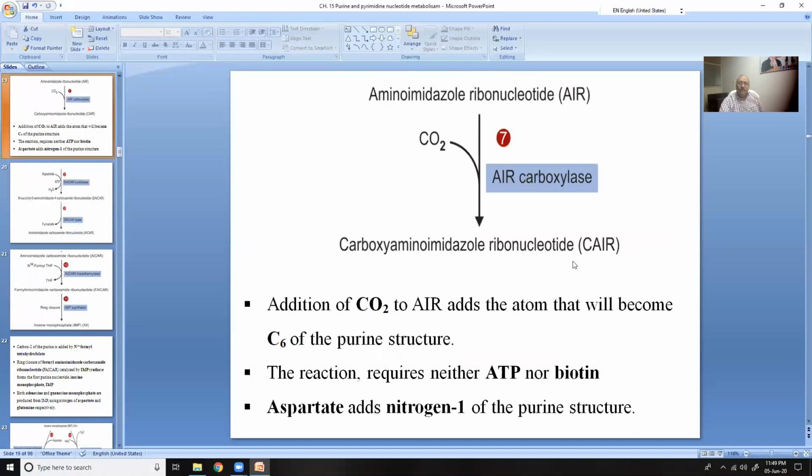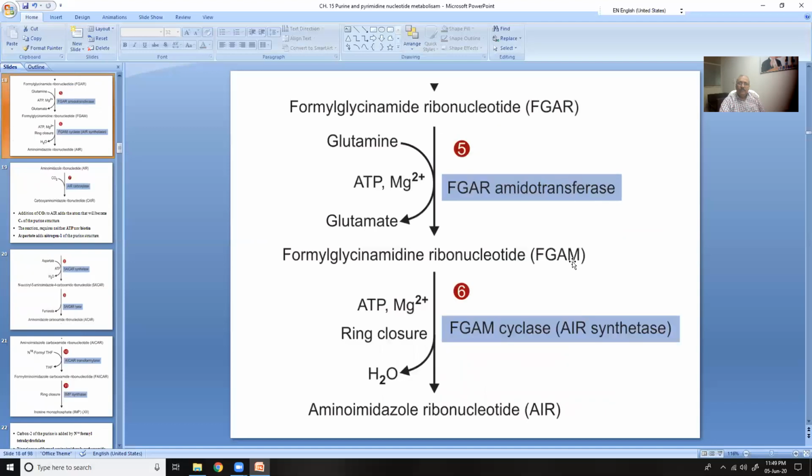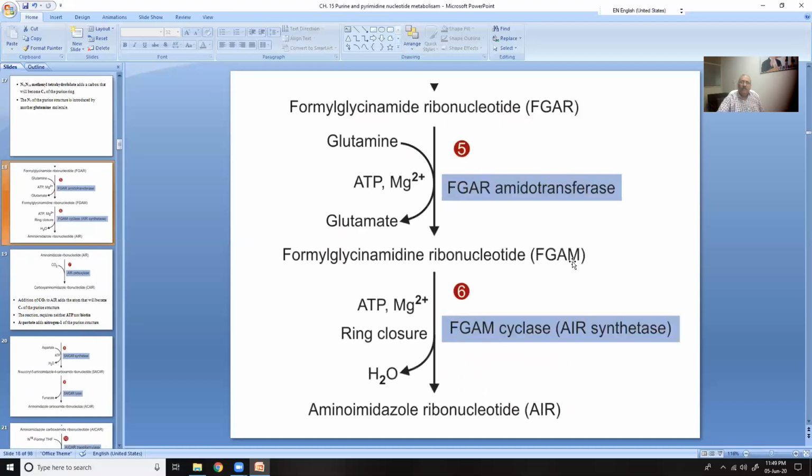Okay. You see there, formyl glycinamide ribonucleotide, FGAR. Formyl glycinamide ribonucleotide, and we are getting formyl glycinamide ribonucleotide here.